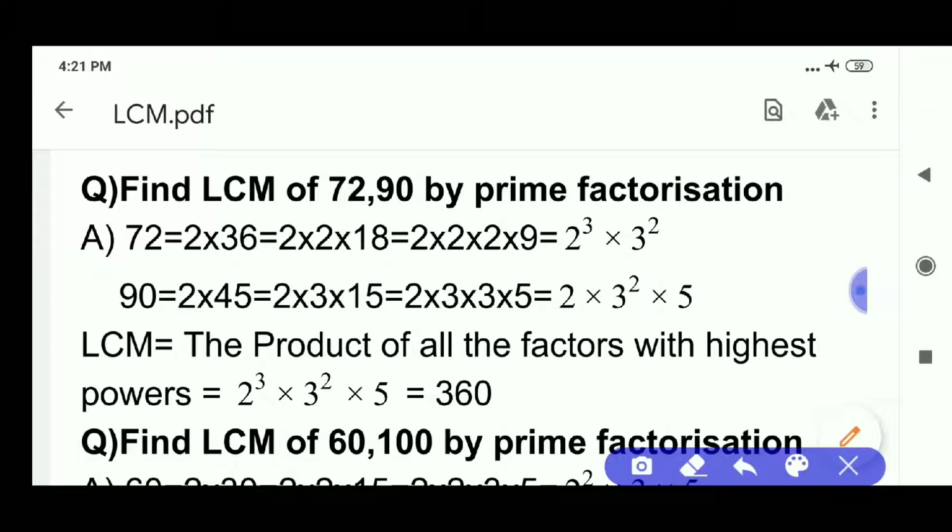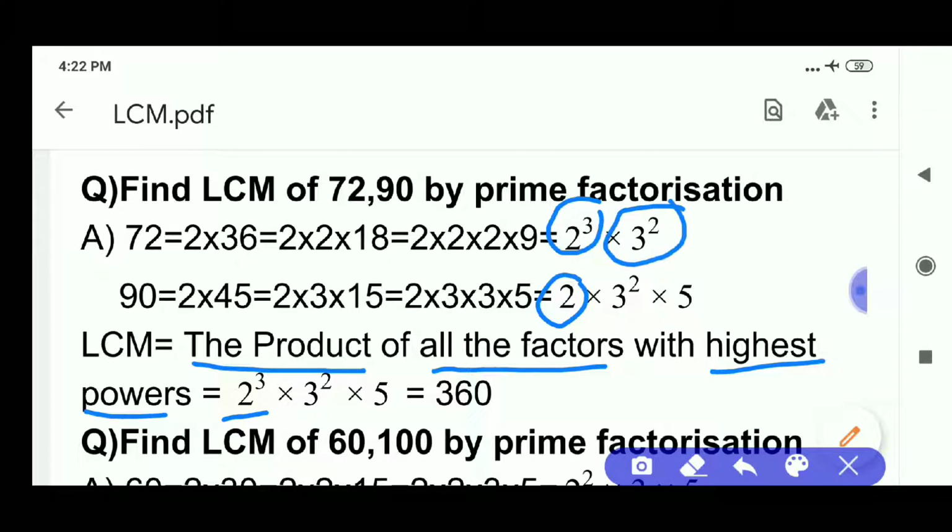How to find LCM? The product of all the factors with highest powers. Observe here 2 cube and 2 power 1. Highest power is 2 cube. Collect that 2 cube. Next one 3 square and 3 square. Both are same. So highest is 3 square itself. So write down 3 square.